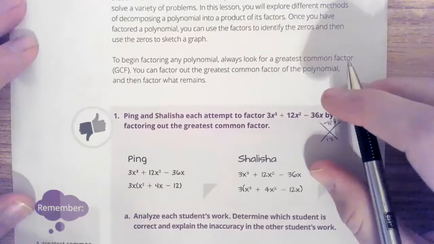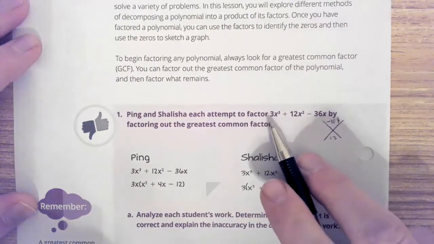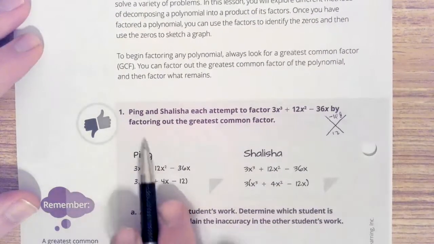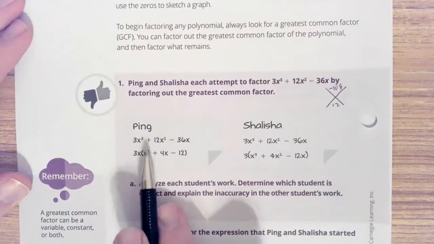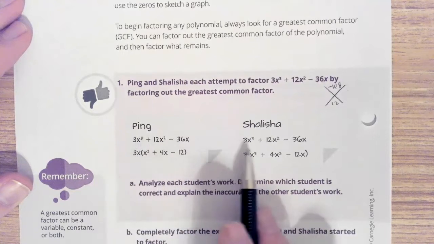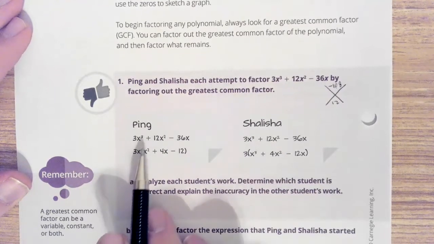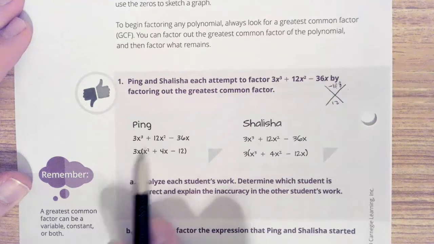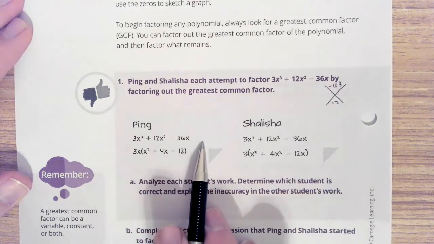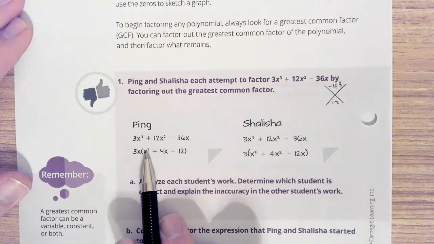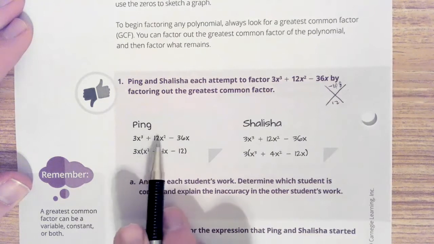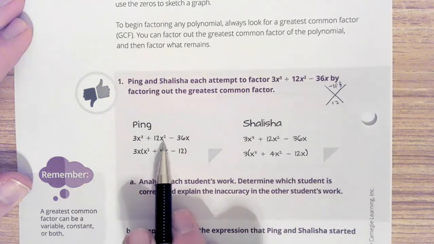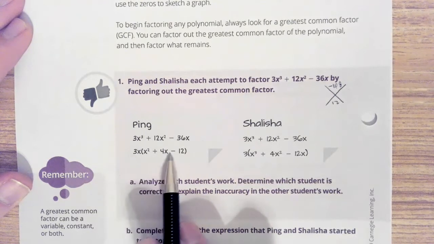So what we're going to do instead is, instead of just jumping straight into the AC method, let's factor out the greatest common factor. So two students have already done this. This student pulled out 3x from each term and listed what remained. So remember, when you're factoring out, it's essentially division. So 12 divided by 3 is 4, x squared divided by x is just x. So everything right there looks pretty good.